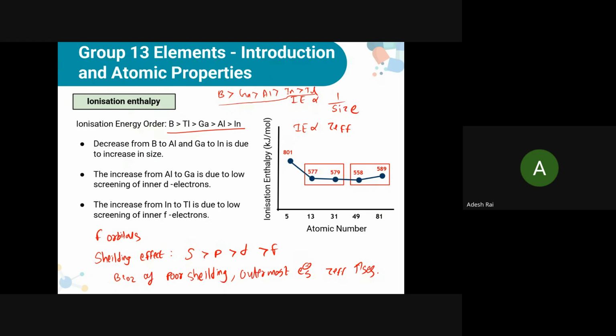Is that clear? So please remember this exception of ionization enthalpy for the boron family. Okay, we are expecting this. This was expected, but the actual is this. So thallium, all of a sudden it increases. It becomes more than gallium, aluminum, and indium, but less than boron.